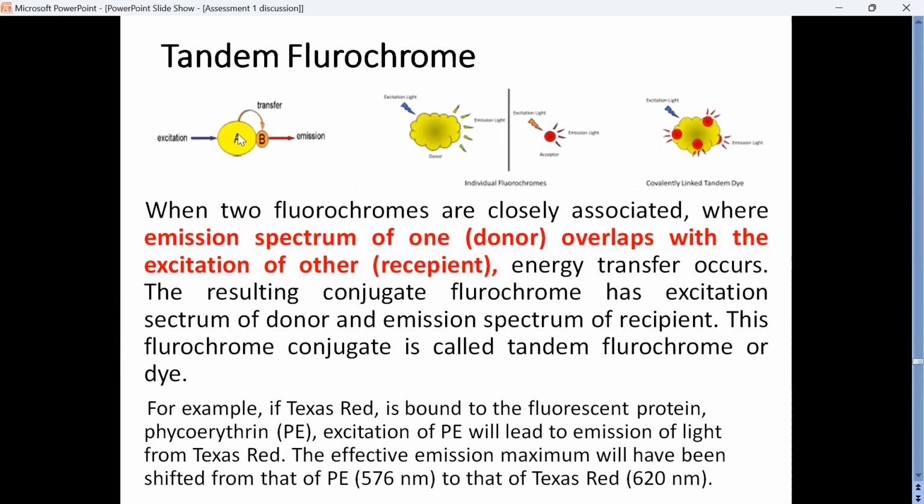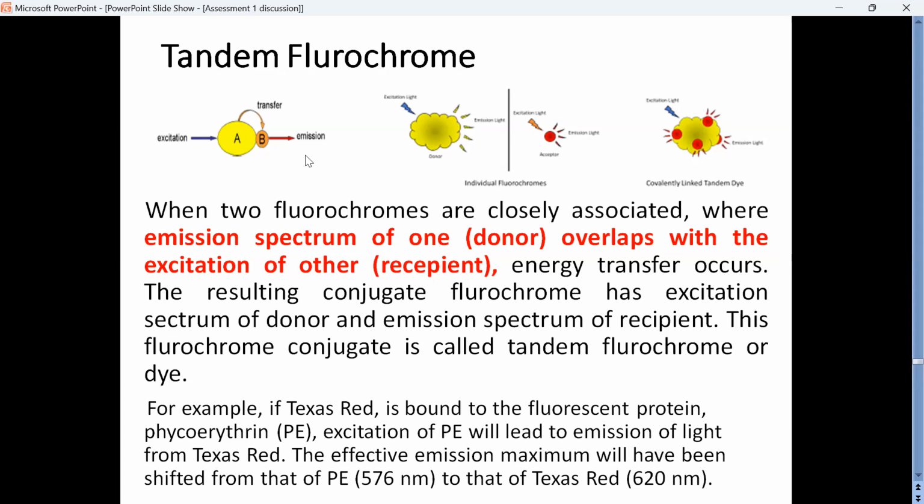The emission spectrum of one, for example A, which is called the donor fluorochrome or the parent fluorochrome, should overlap with the excitation spectrum of the recipient fluorochrome. So I repeat, the two fluorochromes in a tandem fluorochrome are two fluorochromes which are tightly bound to each other. One will act as a parent or donor, the other will act as a recipient. Now the rule is the emission spectrum of the parent or donor fluorochrome should overlap with the excitation spectrum of the recipient fluorochrome. So this rule has to be satisfied for a tandem fluorochrome.